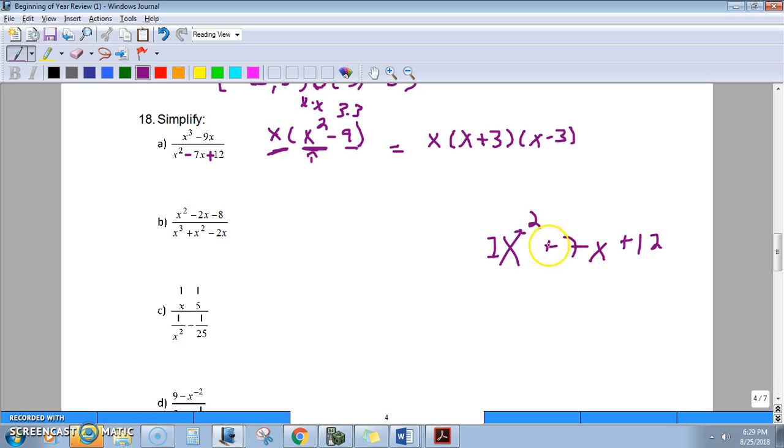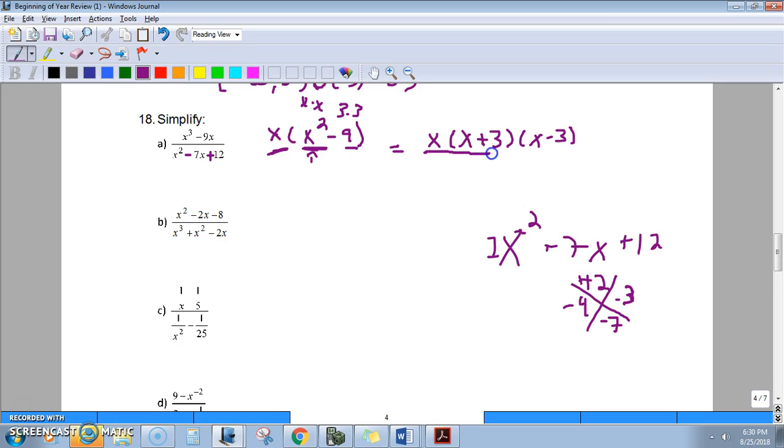I am looking for two numbers that multiply together to give me positive 12 and add up to give me negative 7. I will wait for just a minute to see if you can come up with that answer first. And it is negative 4 and negative 3, because a negative times a negative is a positive. It gives us our positive 12, but when we add them together, we get a negative.